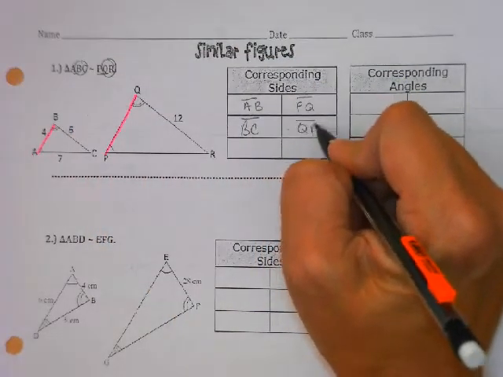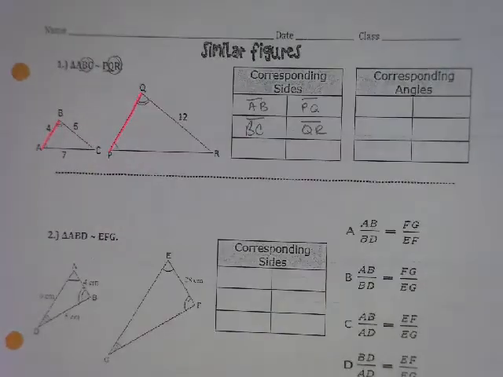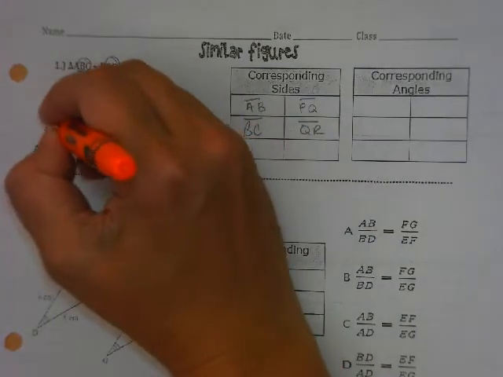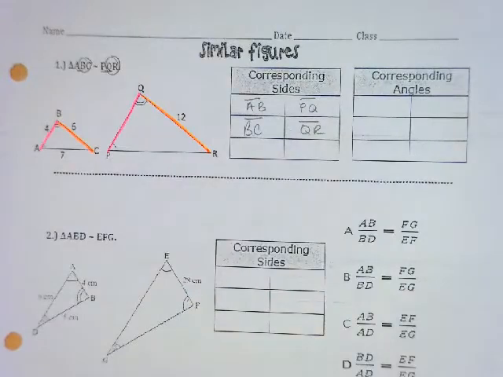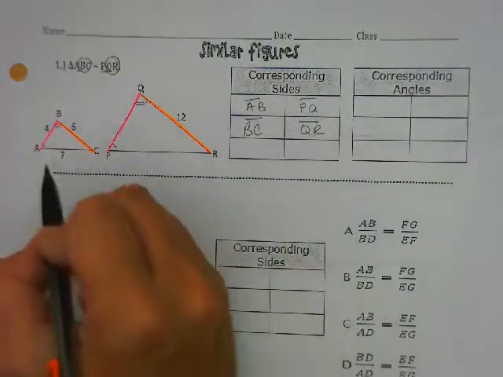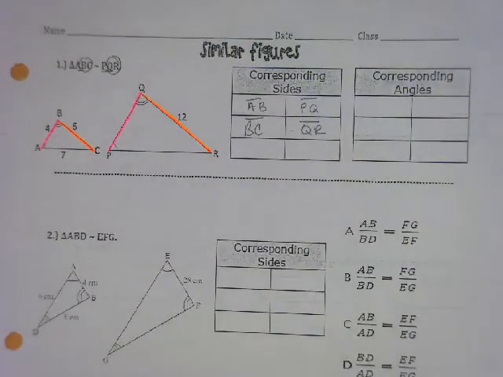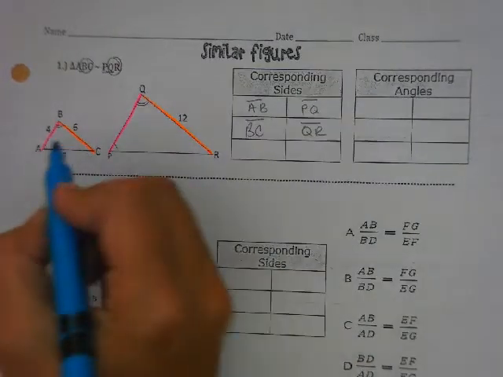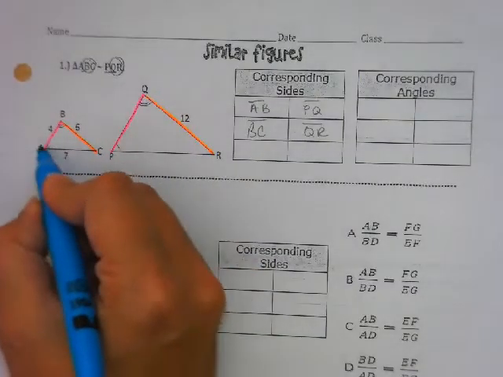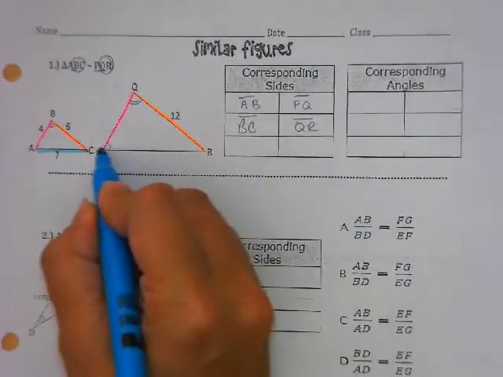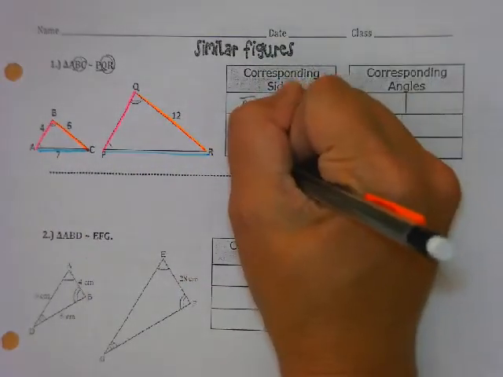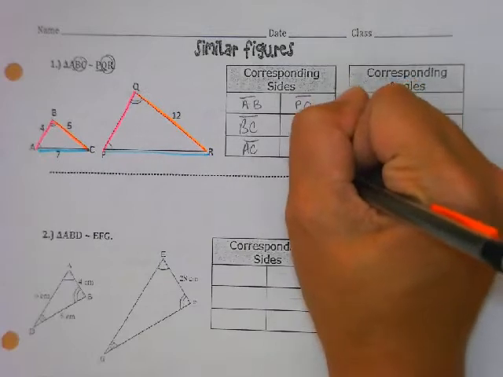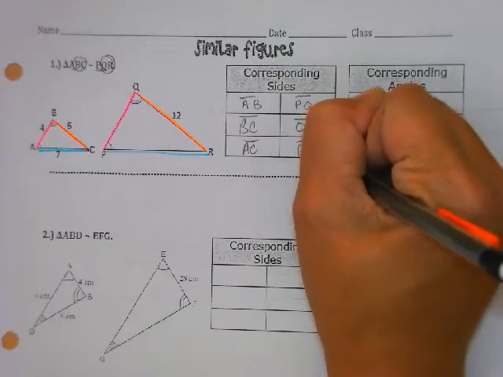If you're not sure, especially if the shape is rotated, then looking at the name is definitely going to help. And then that leaves AC and PR. You can see that it is the beginning letter and the last letter. Now you could also write that CA and RP if you wanted.